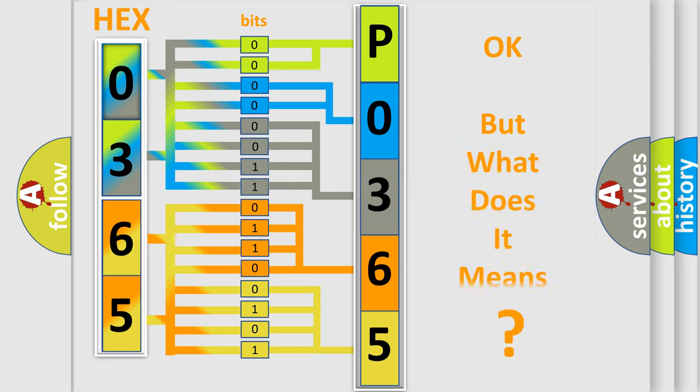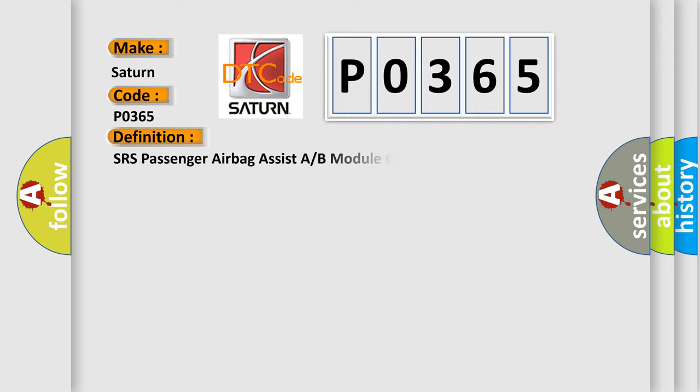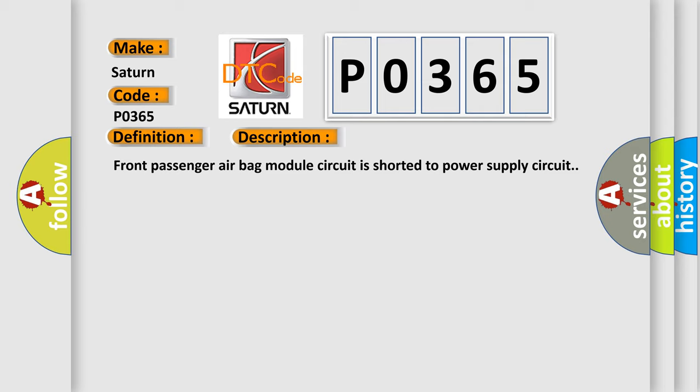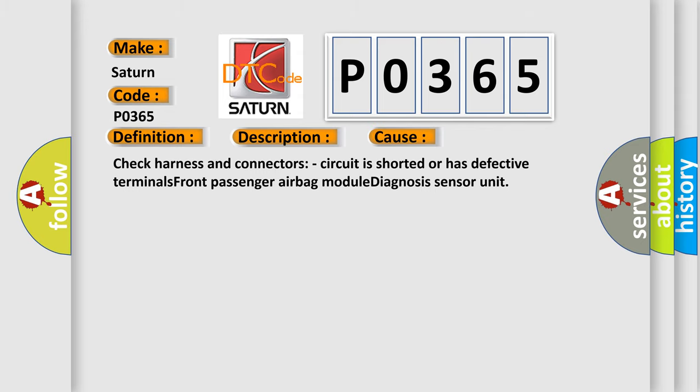The number itself does not make sense to us if we cannot assign information to what it actually expresses. So, what does the diagnostic trouble code P0365 specifically mean for Saturn vehicles? The basic definition is SRS passenger airbag assist A or B module circuit. And now this is a short description of this DTC code: front passenger airbag module circuit is shorted to power supply circuit. This diagnostic error occurs most often in these cases: check harness and connectors, circuit is shorted or has defective terminals, front passenger airbag module diagnosis sensor unit.